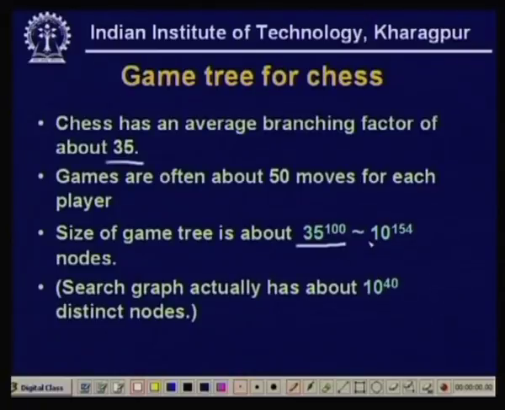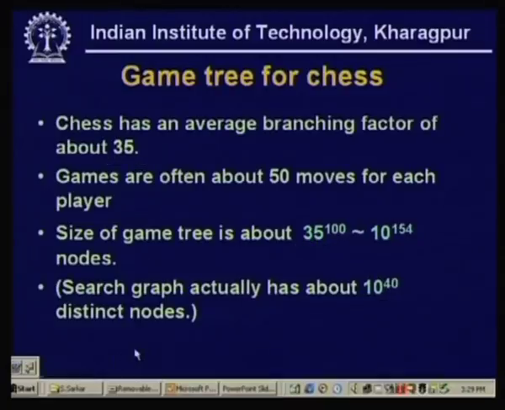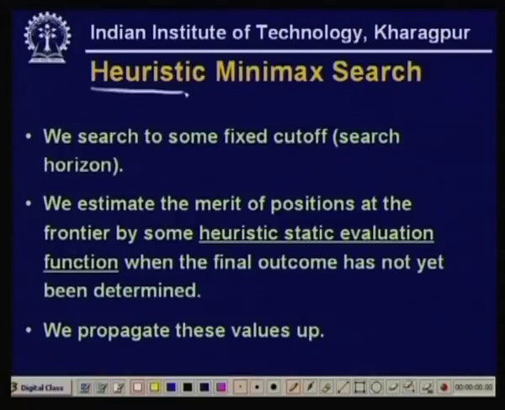However, if you consider not the search tree of chess, but the search graph of chess, in fact, in chess there are about 10 to the power 40 distinct positions, but even 10 to the power 40 is an extremely large number. So, we cannot enumerate the entire search tree for chess in any way. So, what we do instead is to use heuristic minimax search, where we search to some fixed depth, a fixed cutoff, which is called the search horizon.